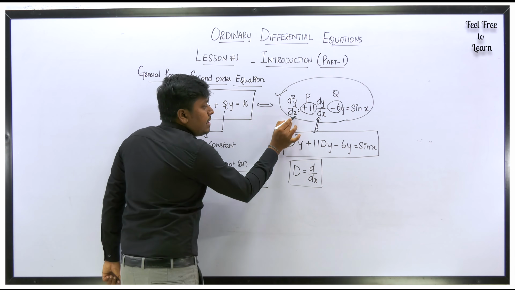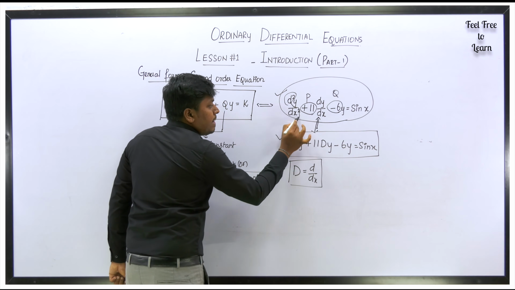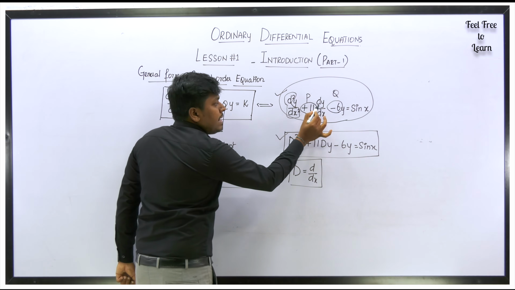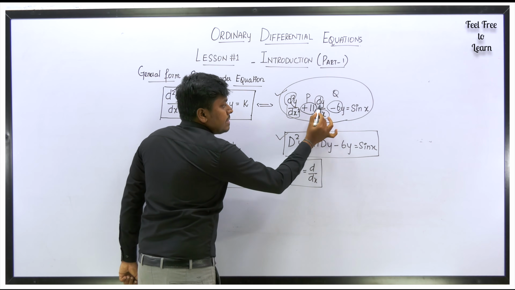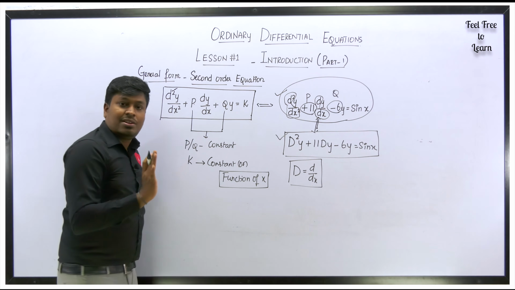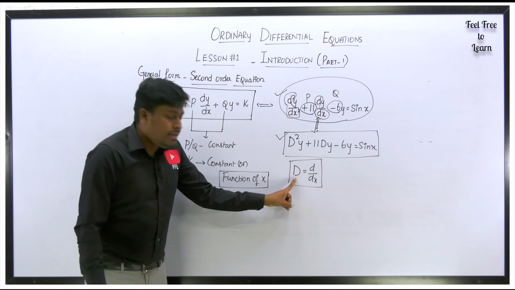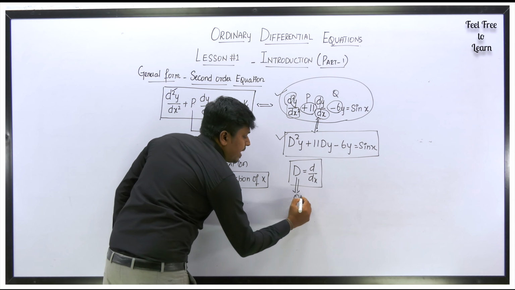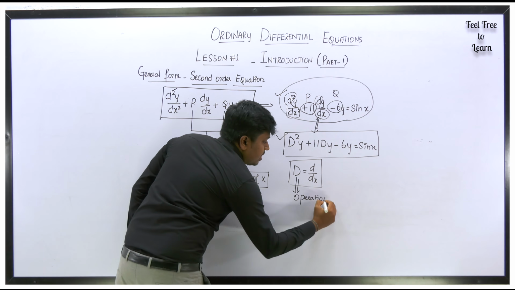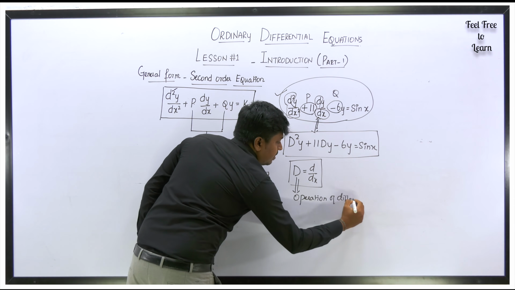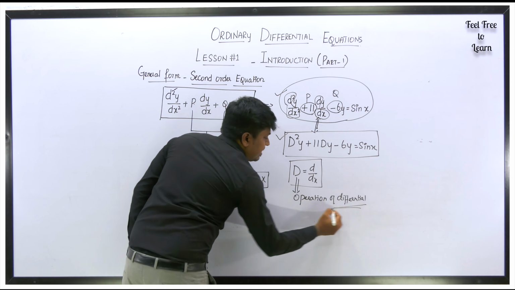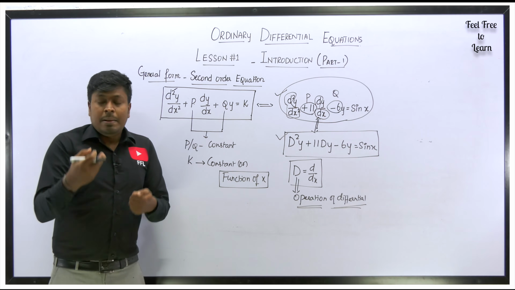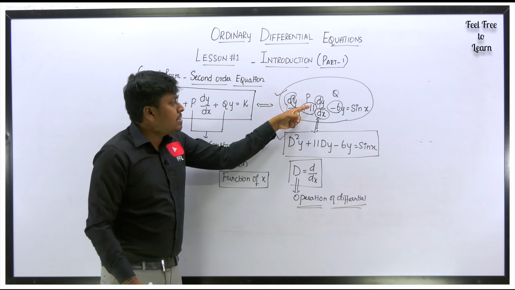You can see d square, got it? D square by dx square. They have denoted it by capital D square. Understood or not? D by dx. Instead of d by dx, they have written capital D. So friends, understood or not? This capital D denotes d by dx, and this capital D, they would say, is the operation of differential. It's nothing but differentiation, right? The capital D denotes differentiation. We can learn all those things later on, but you need to understand both equations are the same.